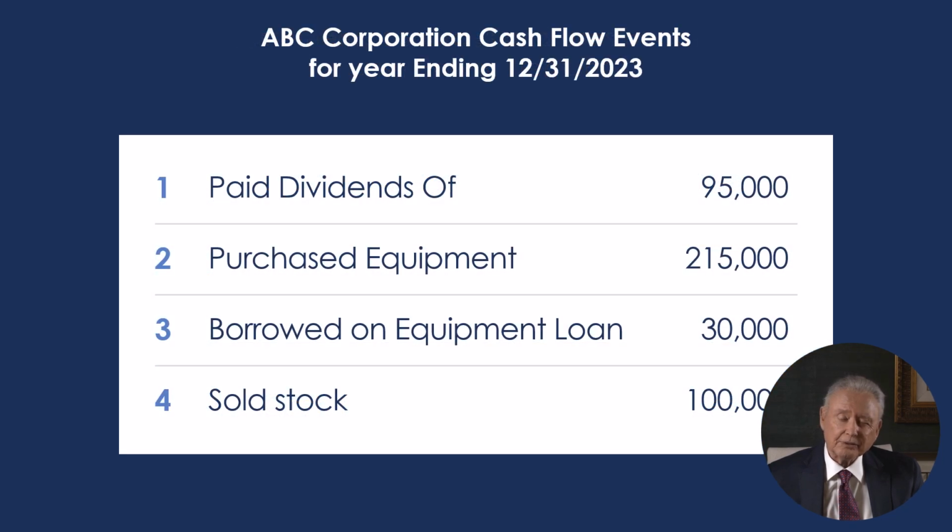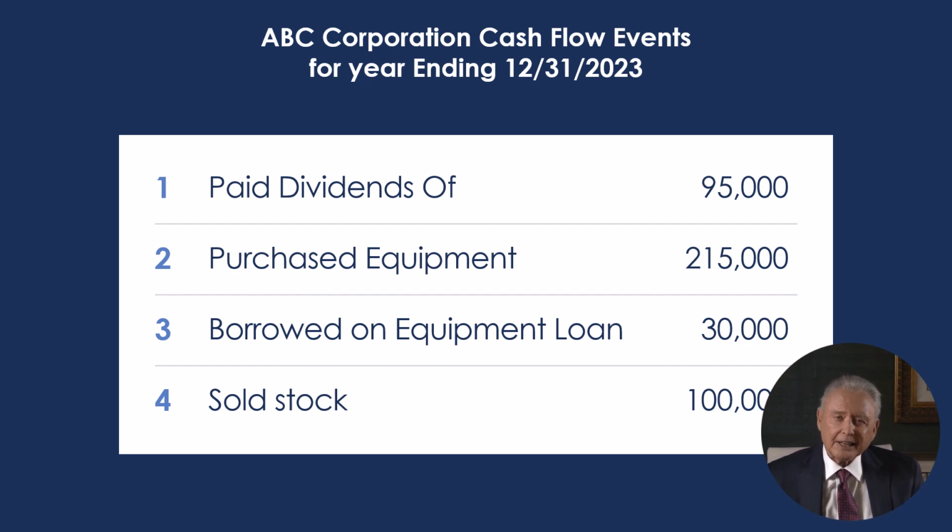First, we have 4 transactions affecting cash. 1, we paid a dividend of $95,000. 2, purchased equipment for $215,000. 3, we borrowed $30,000 on a note. 4, we sold stock for $100,000.